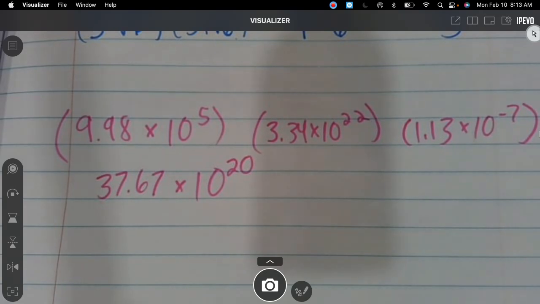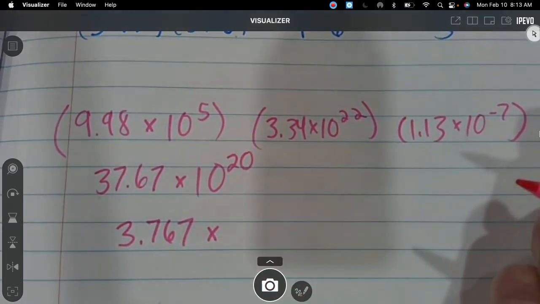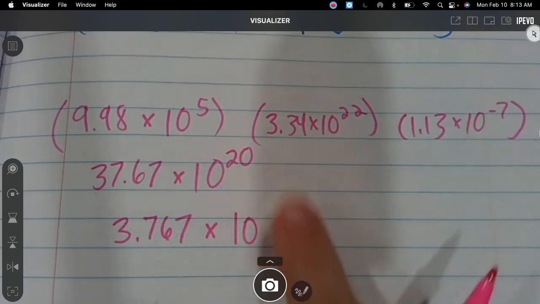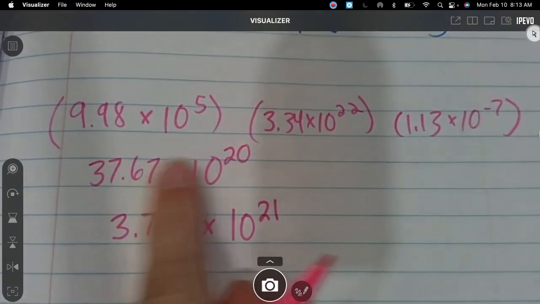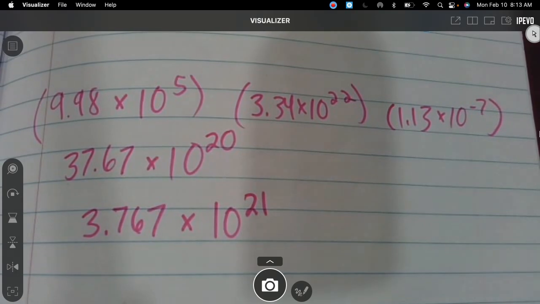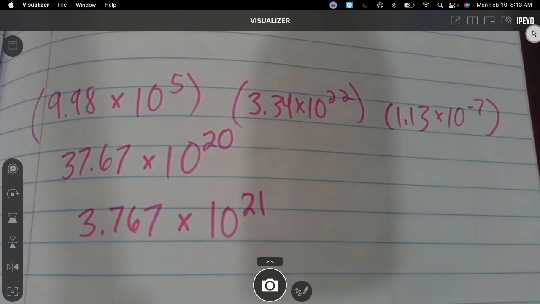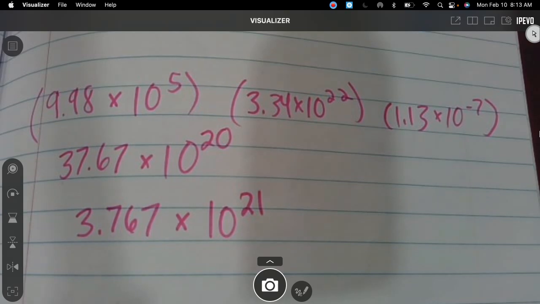1 number in front of the decimal. So you get 3.767. And then what do you do with that exponent? What do you think happens when you move it to the left? Yeah, it actually gets bigger. Because when it goes to the left, you're going to add 1. If you were to move the decimal to the right, you're going to subtract 1. Okay, again, that's just something to memorize. I'll do another one with scientific notation. I'll do this one.